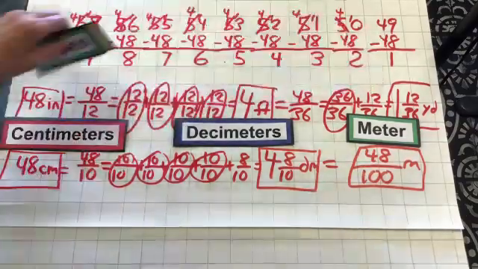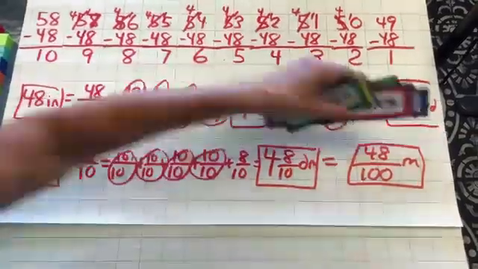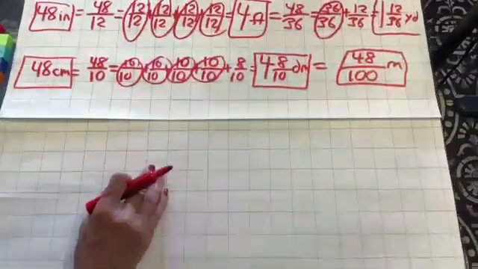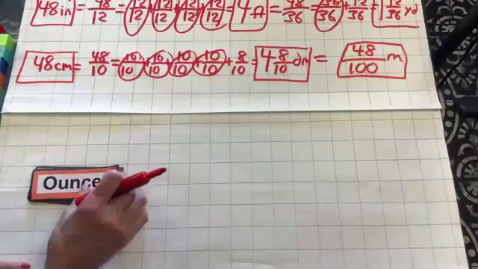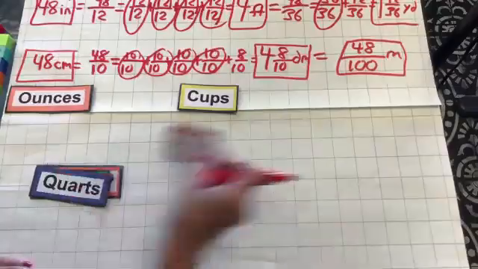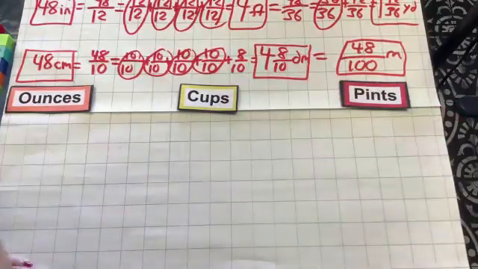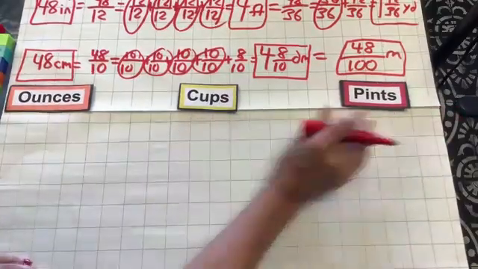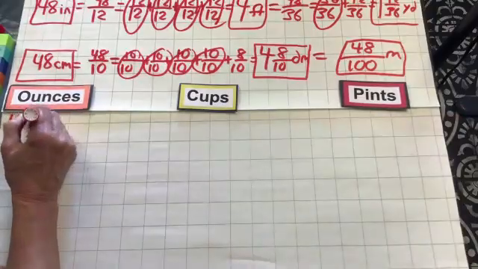All right, hopefully you're just checking your work and you're getting really good at this. Let's go on to our liquid form. So let's start with ounces, cups, and pints. See how we do with this. I'm going to try to make it a little bit better. So we got 48 ounces.